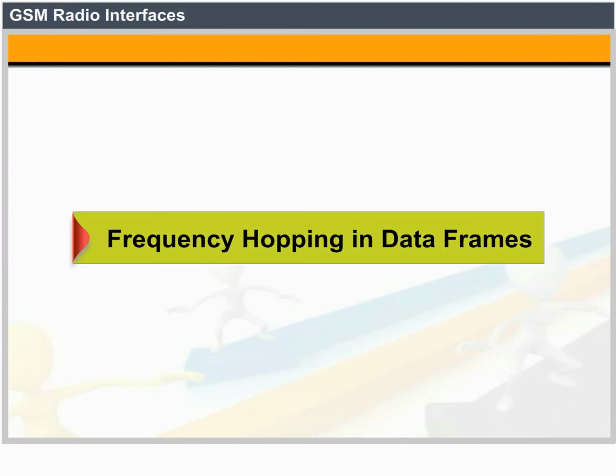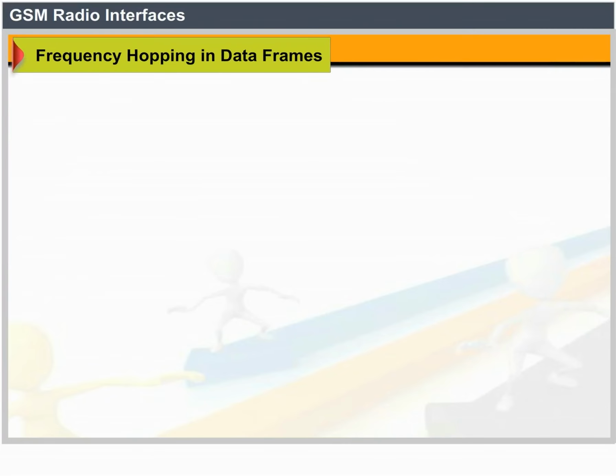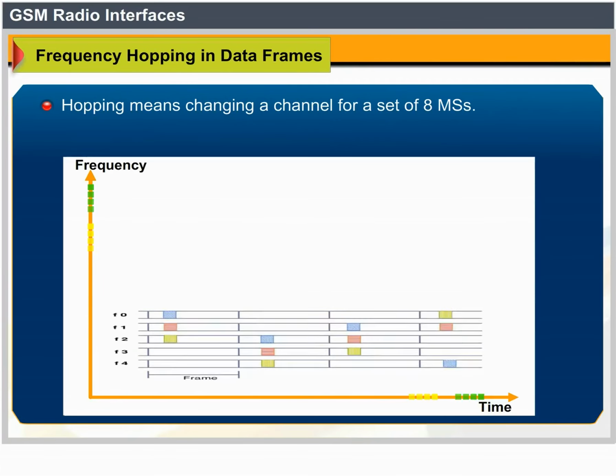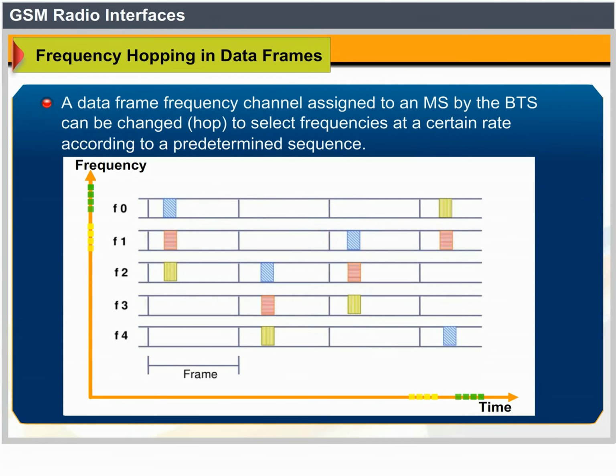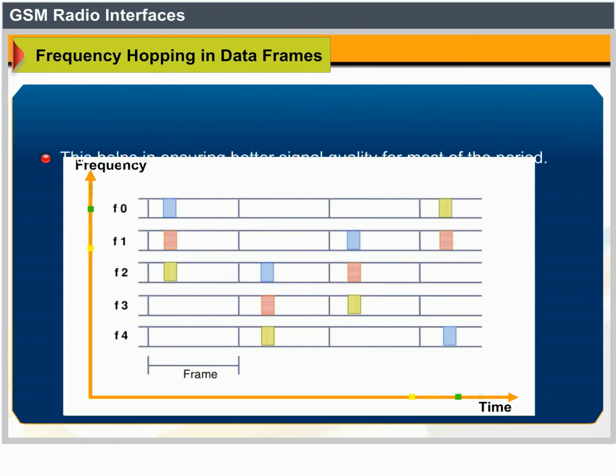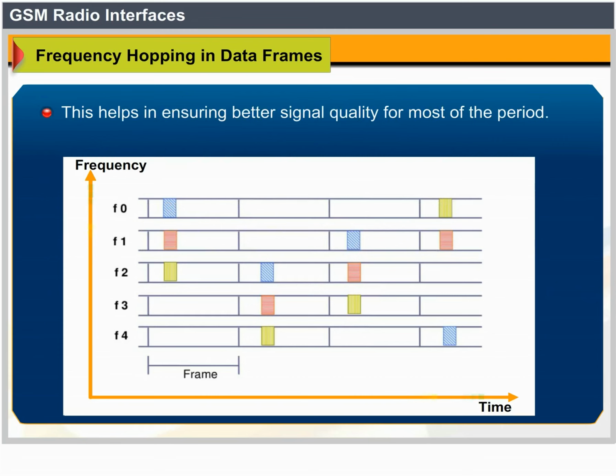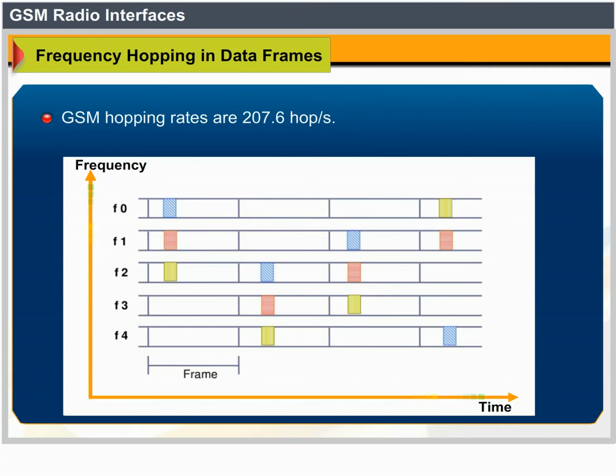Frequency hopping in data frames. Hopping means changing a channel for a set of 8 MSs. A data frame frequency channel assigned to an MS by the BTS can be changed to select frequencies at a certain rate according to a predetermined sequence. This helps in ensuring better signal quality for most of the period. GSM hopping rate is 217.6 hops per second.